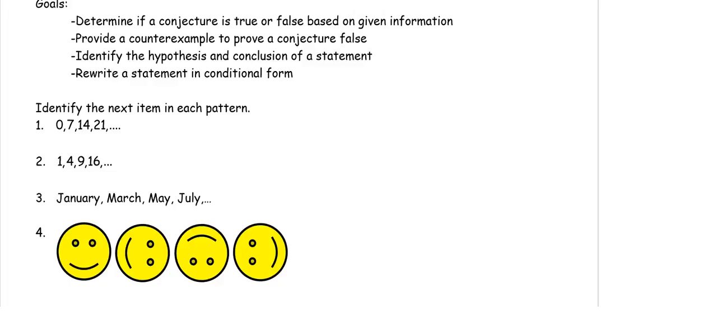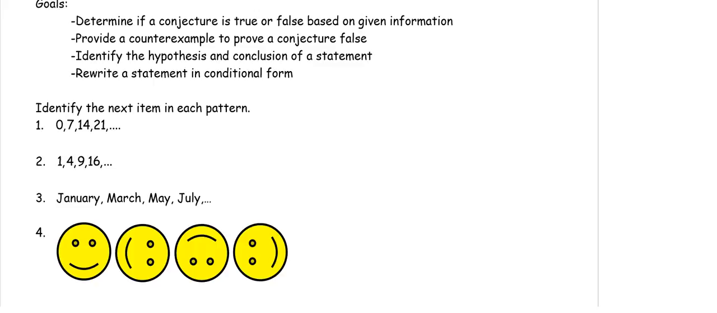This video is about determining if a conjecture is true or false based on the given information, providing a counterexample to prove a conjecture false, identifying the hypothesis and conclusion of a statement, and rewriting a statement in conditional form. So first, let's look at identifying patterns.